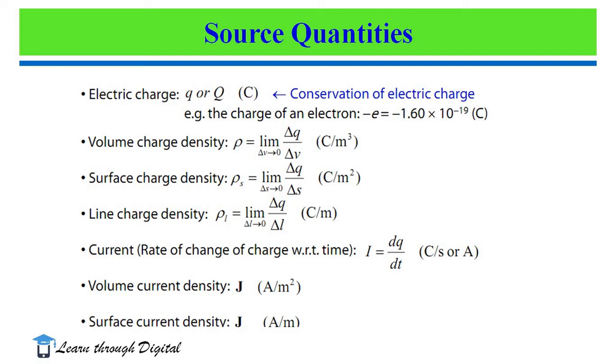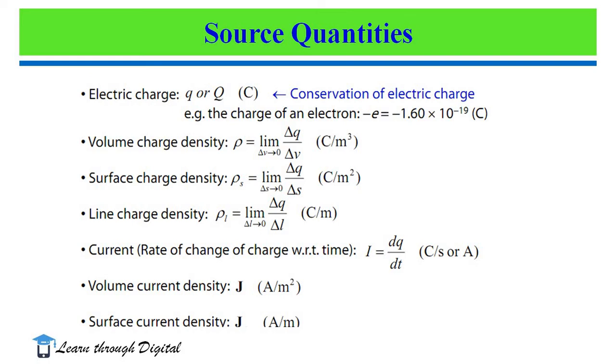We define a volume charge density rho_v as a source quantity. rho_v is equal to the limit as delta v tends to 0 of delta q by delta v, charge per unit volume. The unit is coulomb per meter cube, where delta q is the amount of charge in a very small volume delta v.